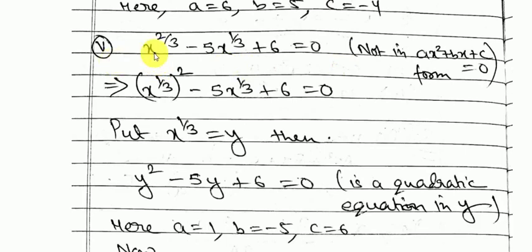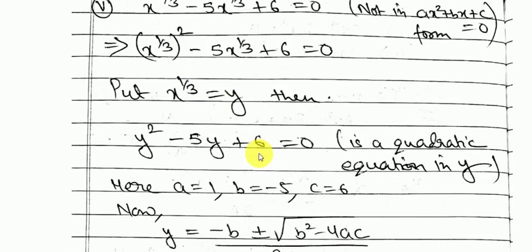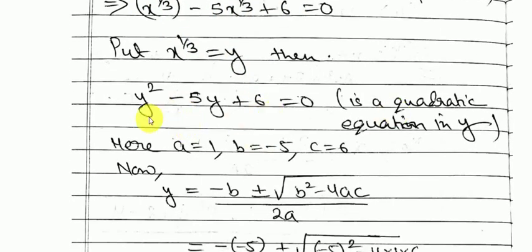Okay, question number 5. Here it's given x to the power 2 by 3 minus 5 into x to the power 1 by 3 plus 6. Okay, this is not in the form ax square plus bx plus c. But we can simplify this. We can write x to the power 1 by 3 to the whole square, minus 5 x to the power 1 by 3 plus 6, and in place of x to the power 1 by 3 I can put y. So put y, and you get a quadratic equation in y.